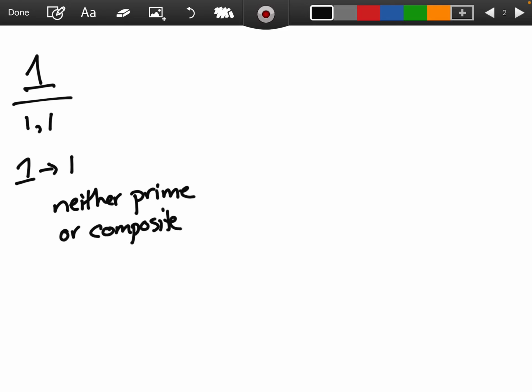That can trip some people up because people want to say that it's a prime number because it has factors of 1 and itself, except that it's still only one factor, a single factor. It's not 2 factors, which you need in order to be considered prime. Okay, and that's it for prime and composite numbers.